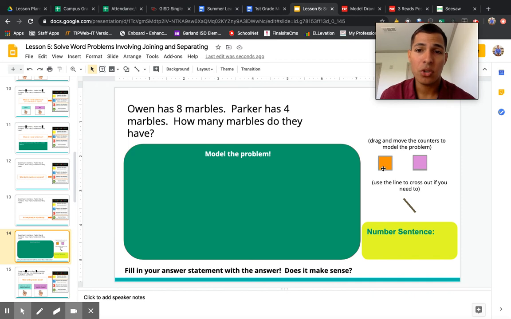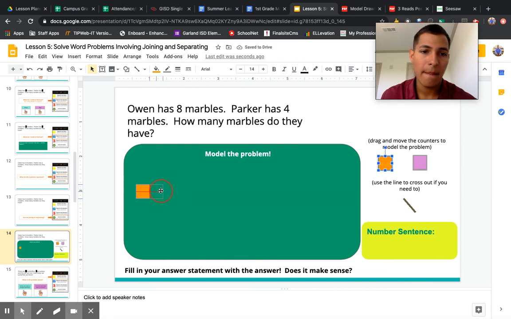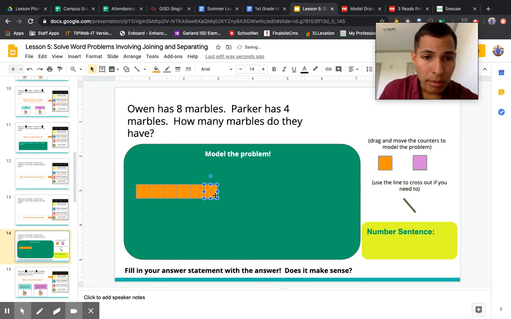So Owen has 8. So I'm gonna use the orange for Owen's 8 marbles. So we gotta get 8. This is where now we're model drawing, right? We're using objects or manipulatives to represent our numbers in the word problem and create a picture so we can have it visualized in front of us. 1, 2, 3, 4, 5, 6, 7, 8, right?